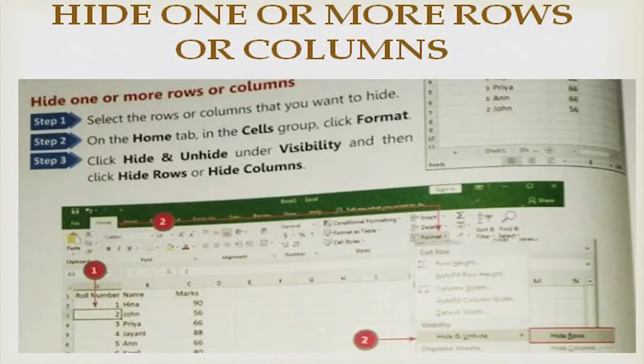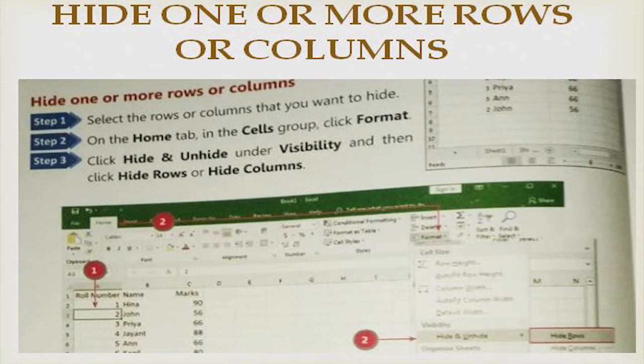Next one is hide one or more rows or columns. To hide one or more rows or columns, first we need to select the rows or columns that you want to hide. On the Home tab, in the Cells group, click on Format and click Hide and Unhide options under Visibility, and then click Hide Rows or Hide Columns. Let us have a look at the video.